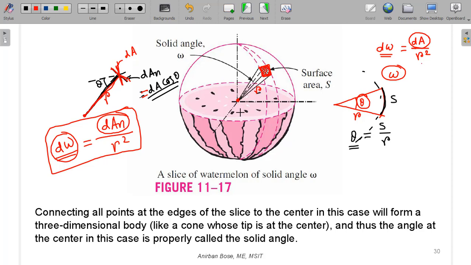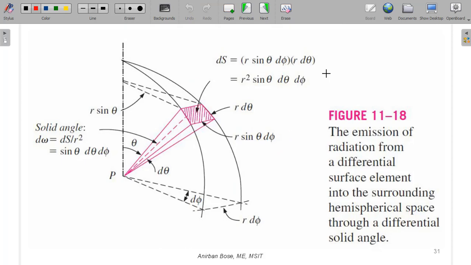And what is the unit? In case of 2D, you know the unit is radian, and in case of 3D the unit is steradian. Okay, so steradian is the unit for solid angle. So let us understand it in a better way.